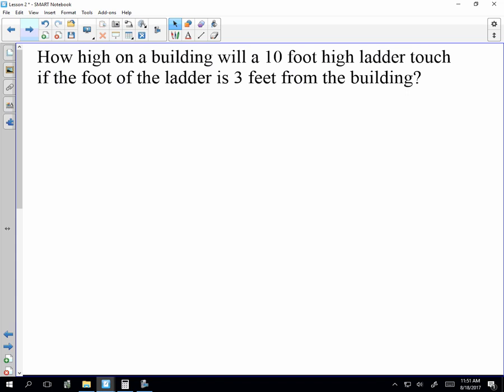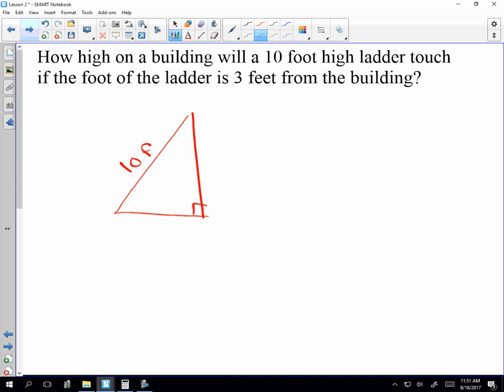So now, when we're building a situation, how high on a building will a 10-foot ladder touch? We always have to draw our picture, create where is our right angle, and then fill in the measurements. The ladder itself is 10 feet. It is 3 feet from the base of the building, and we want to know how high it's going to touch up on the building. Once again, hypotenuse, identify that value first. That value is going to be by itself, 10 squared equals x squared plus 3 squared.